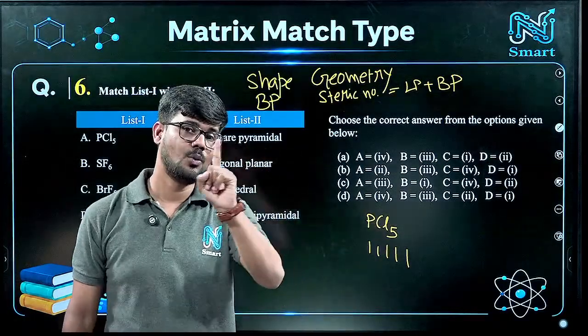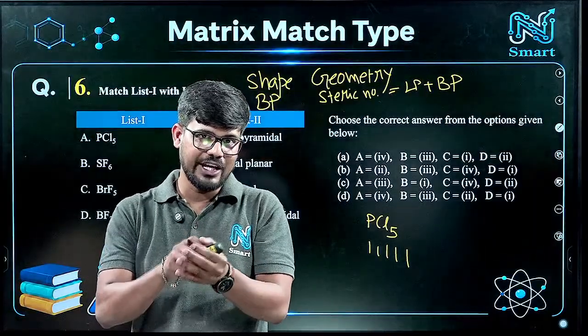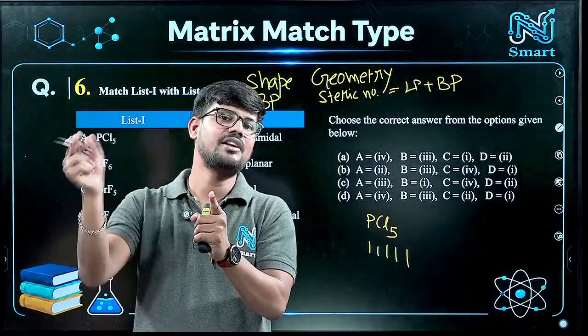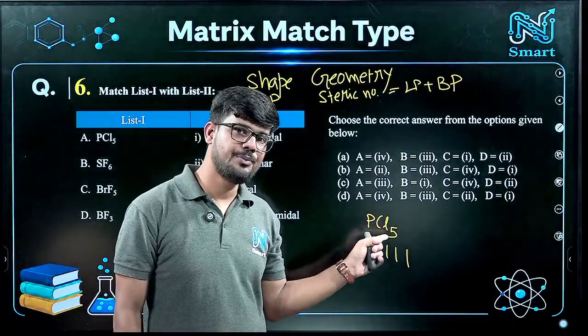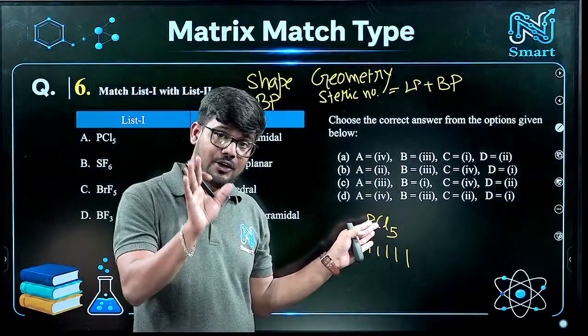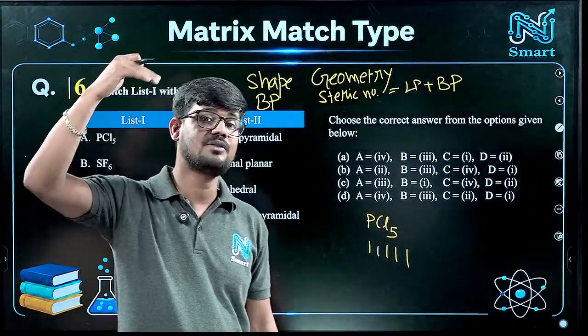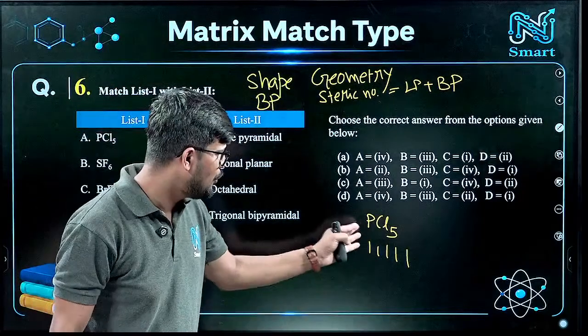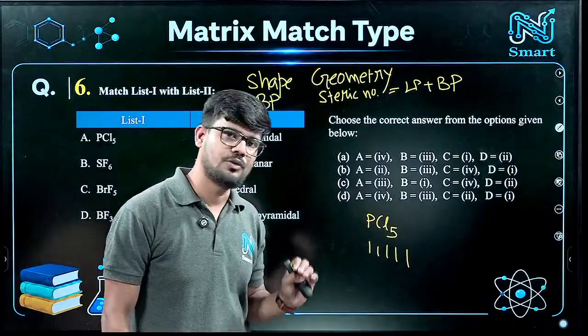Each chlorine forms one bond. Why? Because chlorine belongs to the 7th group, so it will form only one bond and then it will become octet, right? So fluorine, chlorine, bromine, iodine normally form a single bond. I'm not considering the exceptional cases where they form 2 bonds or 3 bonds. Normally, with phosphorus, it is forming one bond.